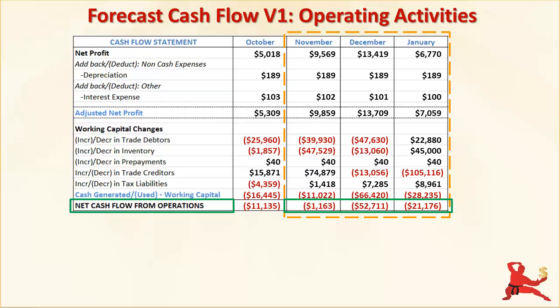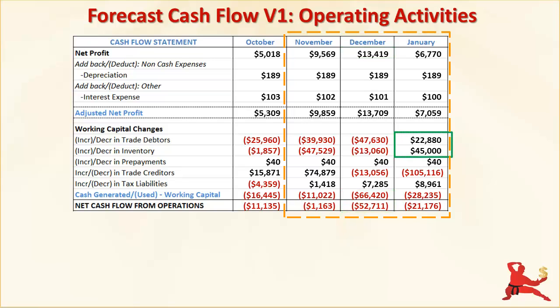Let's start with the cash flow from operating activities. The projected business growth is chewing up a lot of cash because of the build-up of debtors and inventory. In November, the impact of this cash flow drain is offset by the increase in trade creditors. December is the peak trading month in the forecast period. Profit is at an all-time high, but so is the need to fund working capital.